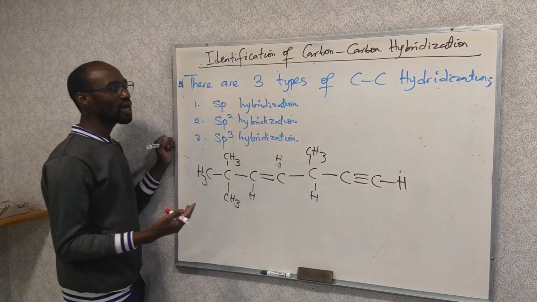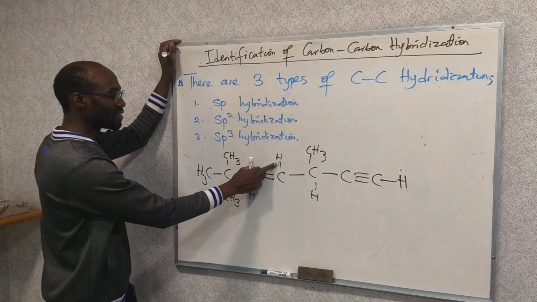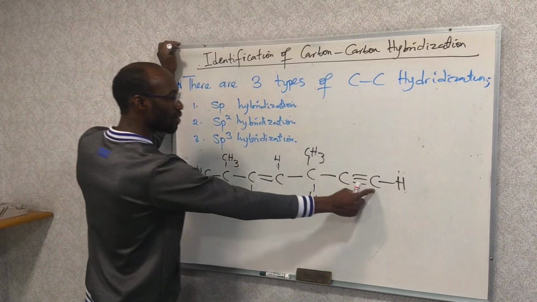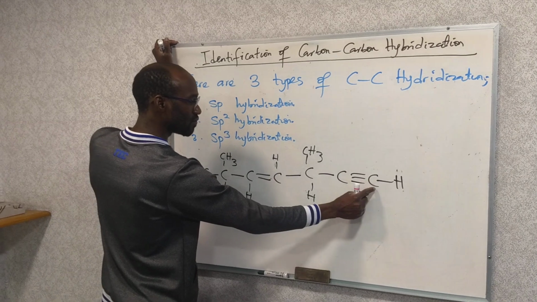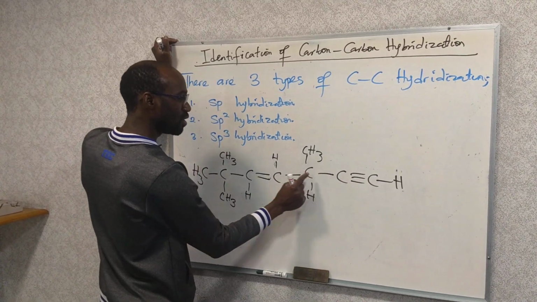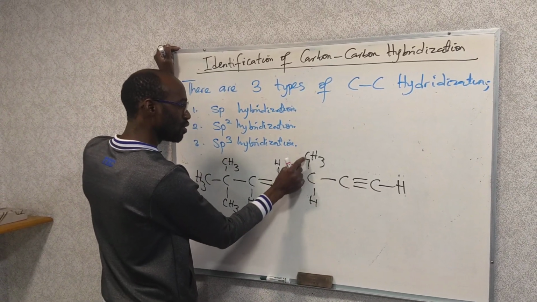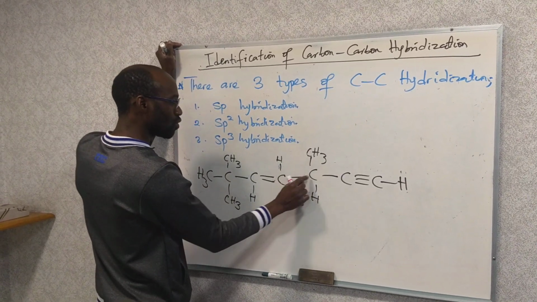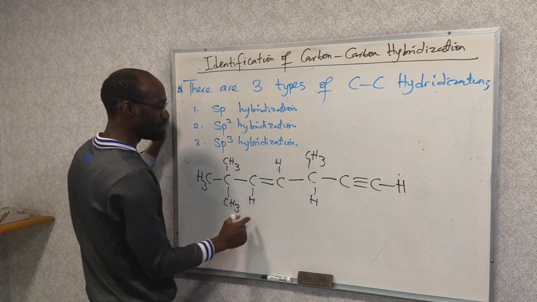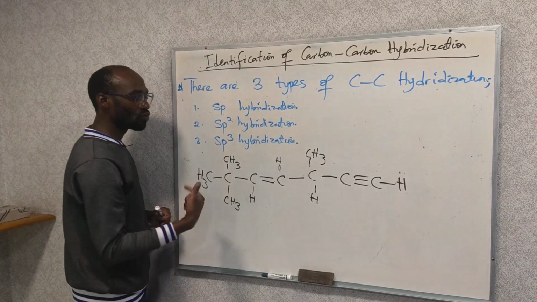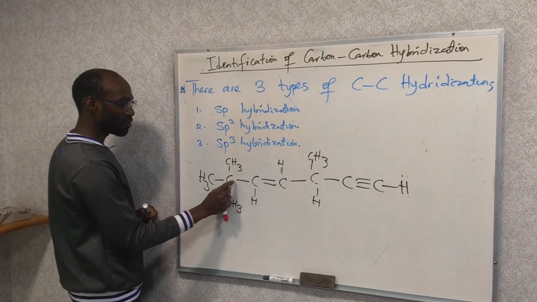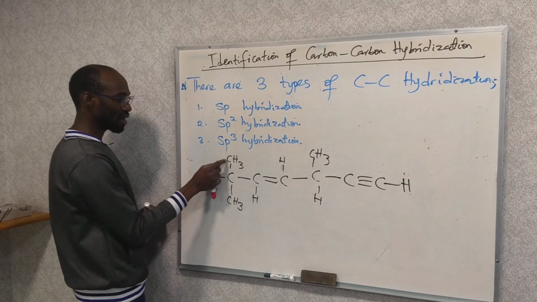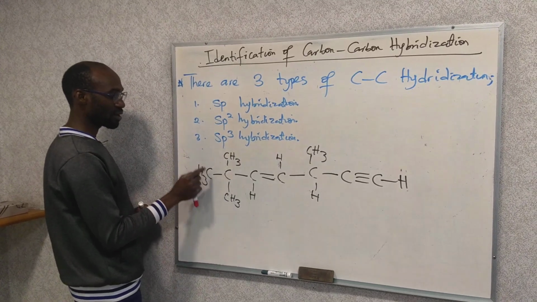How do we identify the type of hybridization on each carbon? What is the hybridization of this carbon? What is the hybridization of this carbon? This is a carbon-carbon bond. What type of hybridization do we have on each of these carbons?